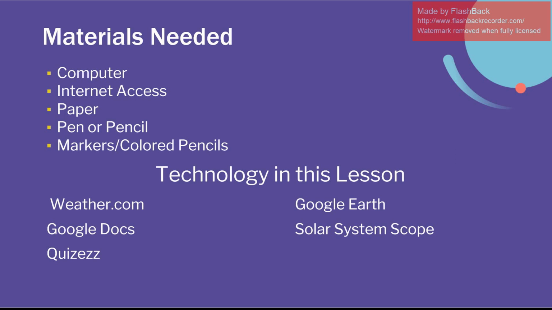Here is a list of the materials you will need for this lesson: a computer, internet access, paper, pen or pencil, markers, or colored pencils. The technology we will be using in this lesson is weather.com, Google Earth, Google Docs, Solar System Scope, and quizzes.